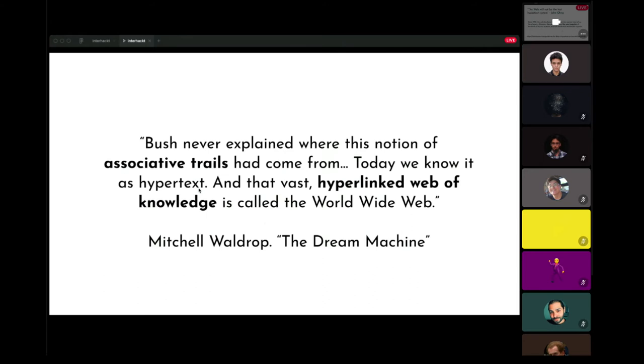Today, we know it as hypertext, and that vast hyperlinked web of knowledge is called the World Wide Web." It's a nice quote, but I happen to disagree personally because the web of knowledge, of human knowledge, is not fully represented by the World Wide Web. And even if it was, we are still missing the original notion of associative trails that would let us recommend paths of associations and share them with our friends so that they can find or discover the same resources that we found without having to go to a search engine necessarily.